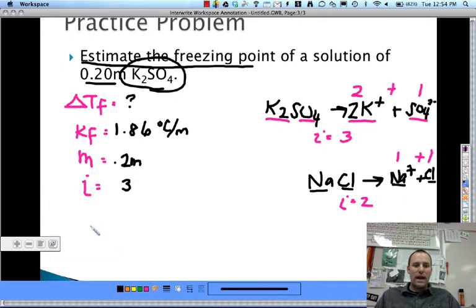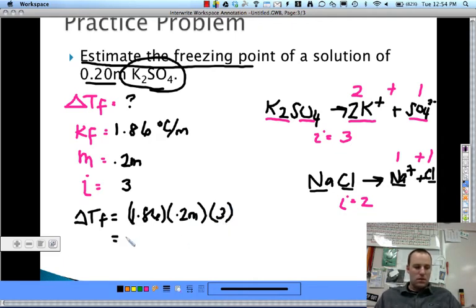So now all we have to do is our good old plug and chug. Delta TF equals KF 1.86 times the molality 0.2 molal times I, which is equal to 3. When you multiply that out, you get 1.12 degrees Celsius. Okay? And a lot of people would think that that was the answer and to stop right there, but that's where you're wrong.